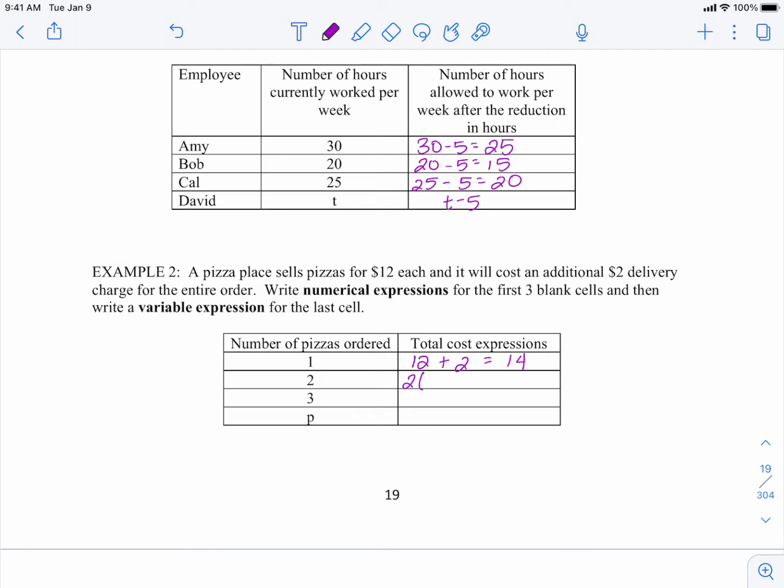For 2 pizzas, we know they're $12 each, so I can do 2 times 12 plus 2, which is $26. For 3 pizzas, 3 times 12 plus 2, this is going to give us $38. And so in general, for P pizzas, I can write P times 12 plus 2, which is our expression.